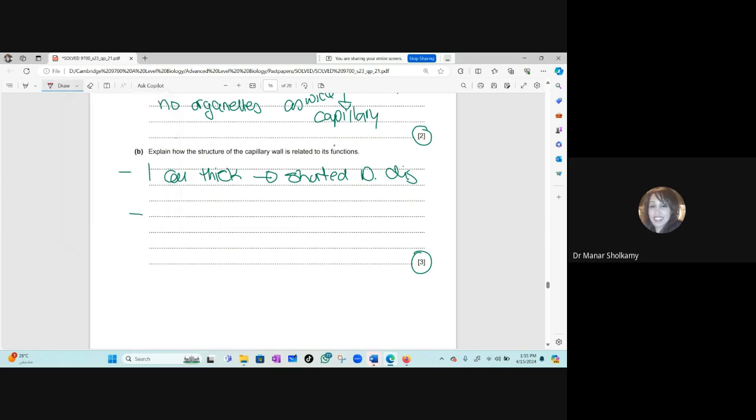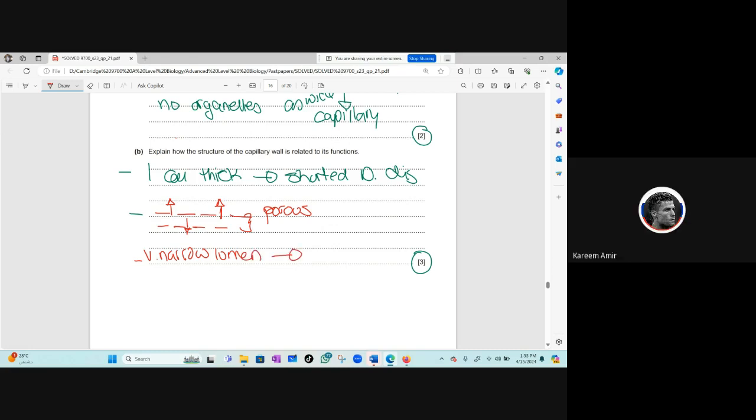We took this in O-level. This is how we draw a capillary. What are these? Porous. Yes, it's porous to allow for gas exchange. And the width of the capillary, wide lumen or very narrow lumen? Very narrow lumen. Of course, very narrow lumen. Why?